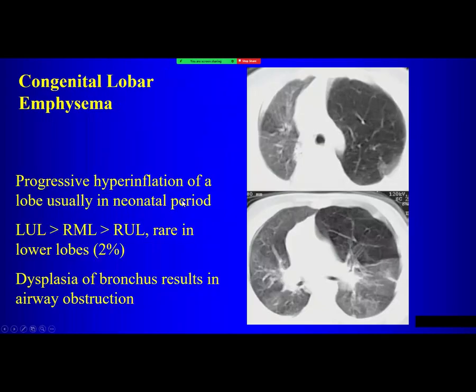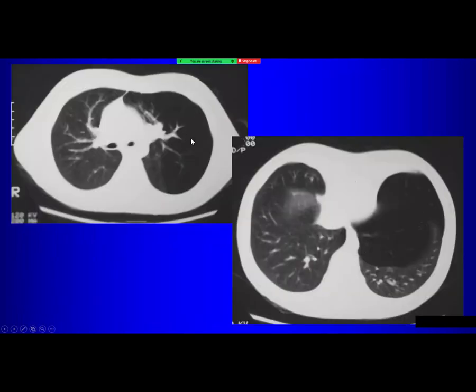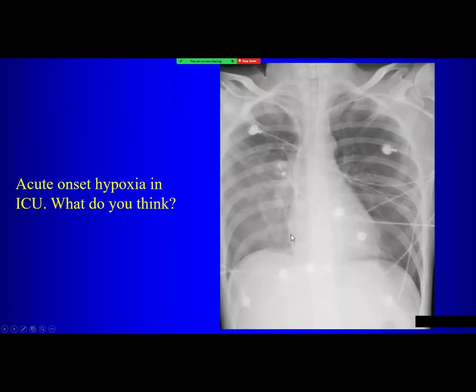Congenital lobar emphysema, it's progressive hyperinflation of the lobe, usually in the neonatal period. Most commonly affects the left upper lobe, then the right middle lobe, then the right upper lobe. It's very rare in the lower lobes. And it's caused by dysplasia of the bronchus, which results in kind of a ball valve kind of obstruction. So the air gets in but can't get out. So the lobe gets progressively bigger and bigger because of the air trapping. So we saw a case of congenital lobar emphysema. So that's confined, that causes air trapping within an entire lobe. And then Swyer-James syndrome, small hyperlucent hemithorax.